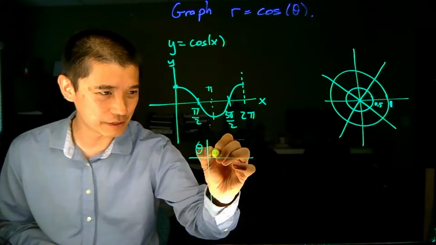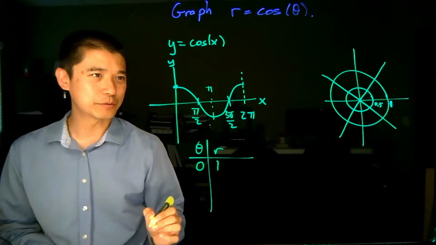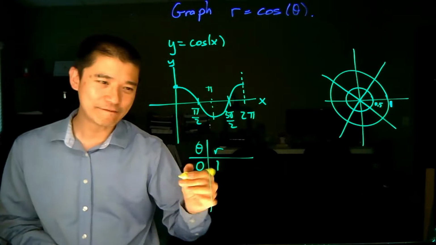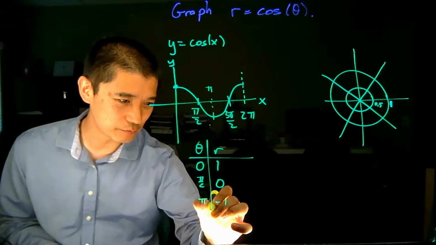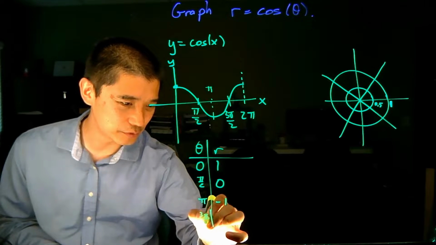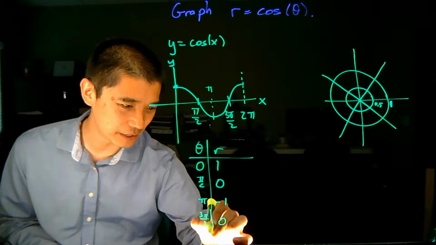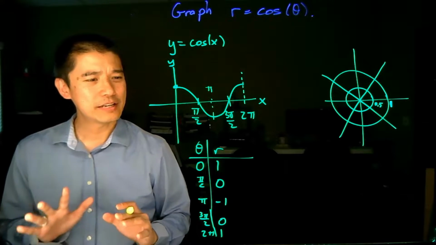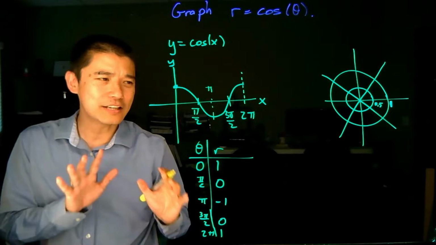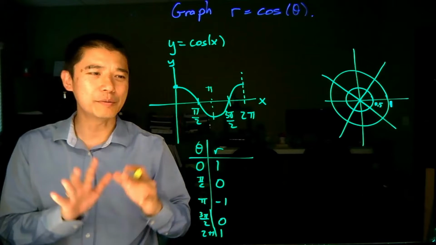We have theta, and we have r. Theta is equal to 0, r equals 1. And if we think about the key values of this thing, pi over 2 is going to give us 0, pi will give us -1, and 3 pi over 2 will give us 0 again, and then 2 pi will give us 1. All right, so this gives us a few points. Now, unfortunately, that's actually not quite enough to make this picture apparent.